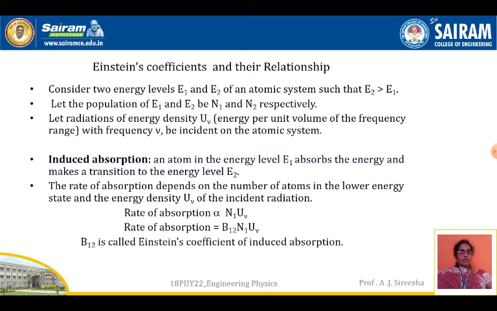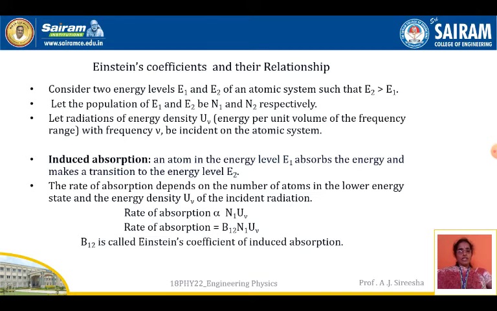That means absorption is directly proportional to N1 and U nu, because more N1 leads to more absorption, and more incident energy density means more atoms going into the excited state. Therefore, the rate of absorption is proportional to N1 U nu. Removing the constant of proportionality, we write it as B12 N1 U nu. Now, B12 is called Einstein's coefficient of induced absorption.